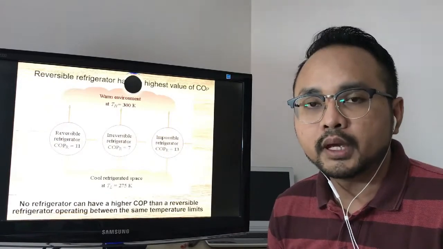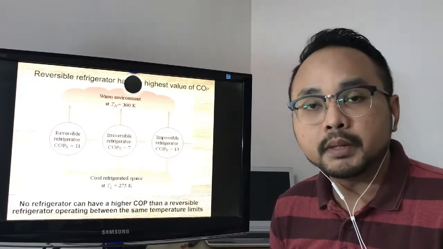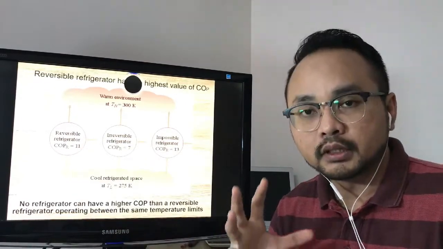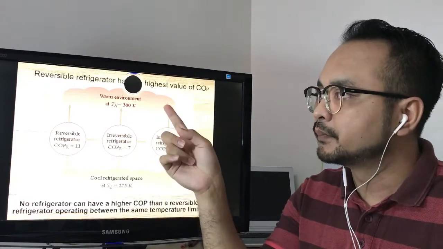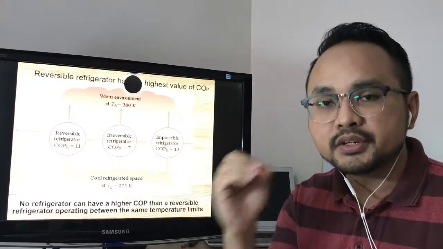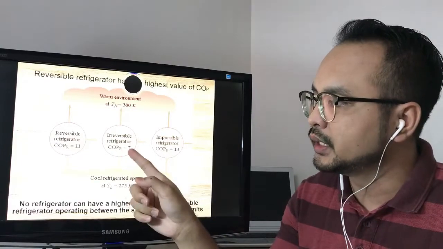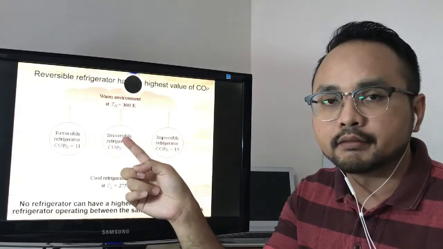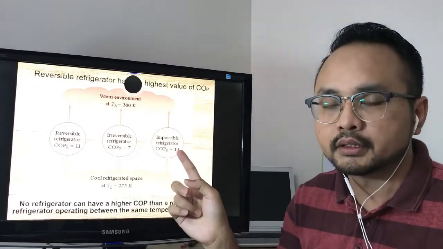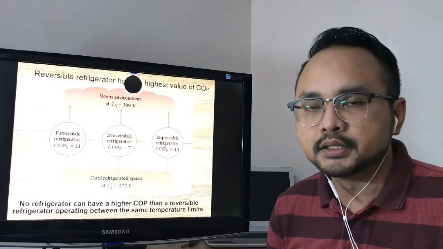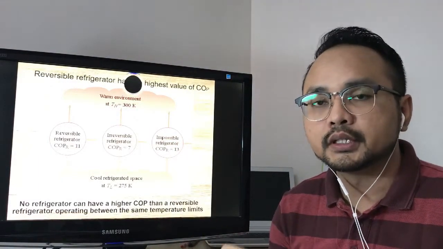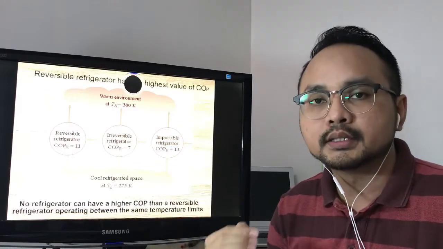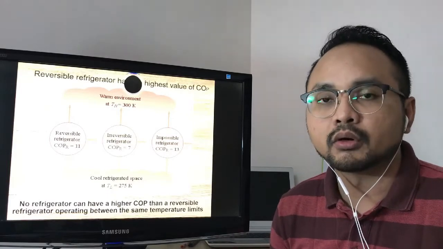So for example, we have a reversible refrigerator and we measure the COP of the reversible refrigerator to be 11. Then if we have new refrigerators operated under the same reservoir or environment, and we measure the COP, if the COP is lower than the COP of the reversible refrigerator, this refrigerator is irreversible. If it is over, then that refrigerator is impossible. Same as the heat engine, the COP of a new refrigerator should not exceed the COP of the reversible refrigerator if it is operated under the same environment or reservoir.